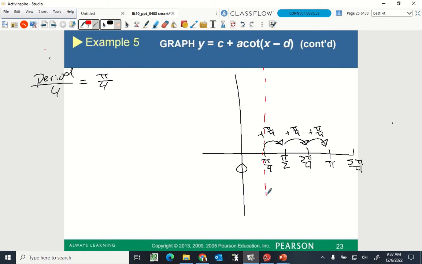that bad word, kiss my asymptote, right?